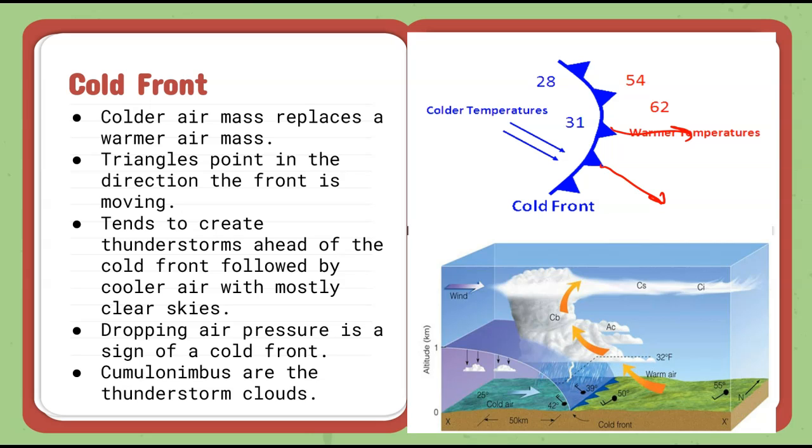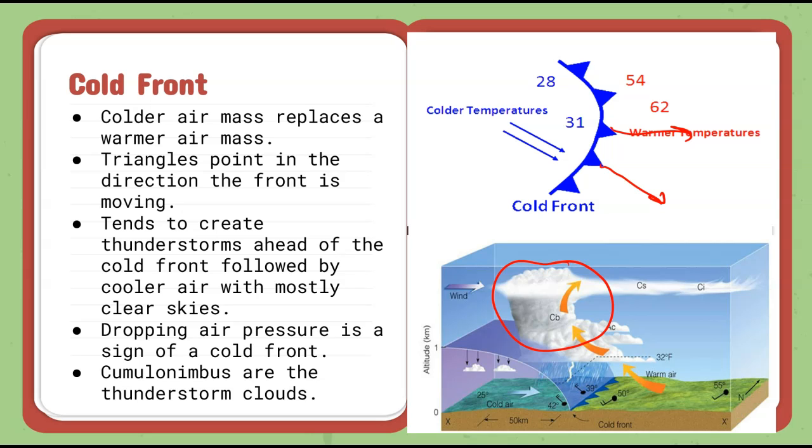Cold fronts tend to create thunderstorms just ahead of them. And after the thunderstorm passes, you will notice cooler air with mostly clear skies. It replaces the thunderstorm once the thunderstorm has passed. So you can see right here in our little image, a cold front forming a cumulonimbus cloud, which is our thunderstorm cloud, producing pretty heavy rainfall, some lightning, and possibly some tornadoes.